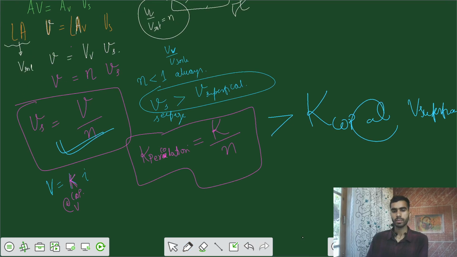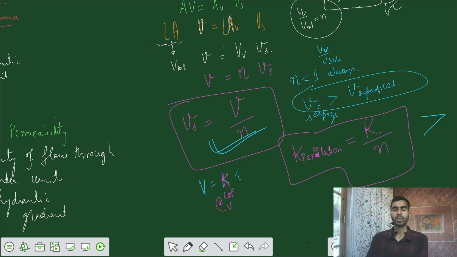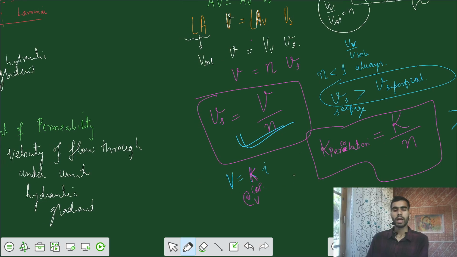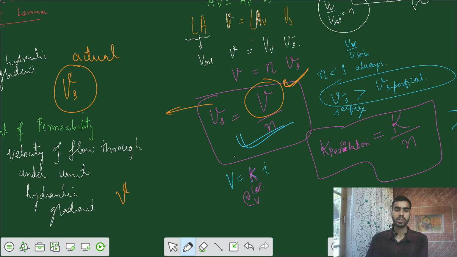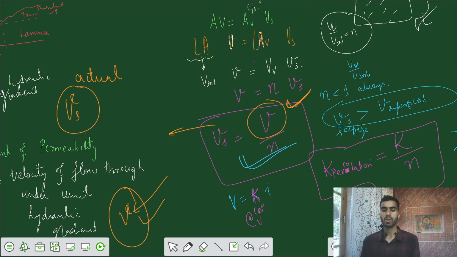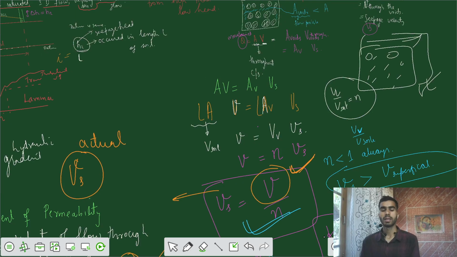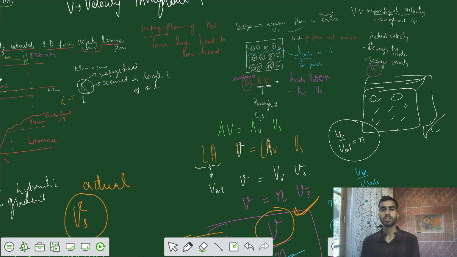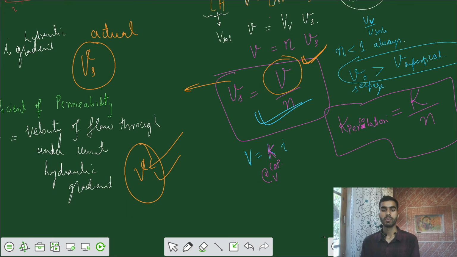Okay. Now we say that we can ignore this for engineering practice. In terms of actual velocity, what you call seepage velocity, we are still going to take the superficial velocity for calculations. We are not going to worry so much about the seepage velocity, Vs, the actual velocity. We are going to take the superficial velocity for calculations.